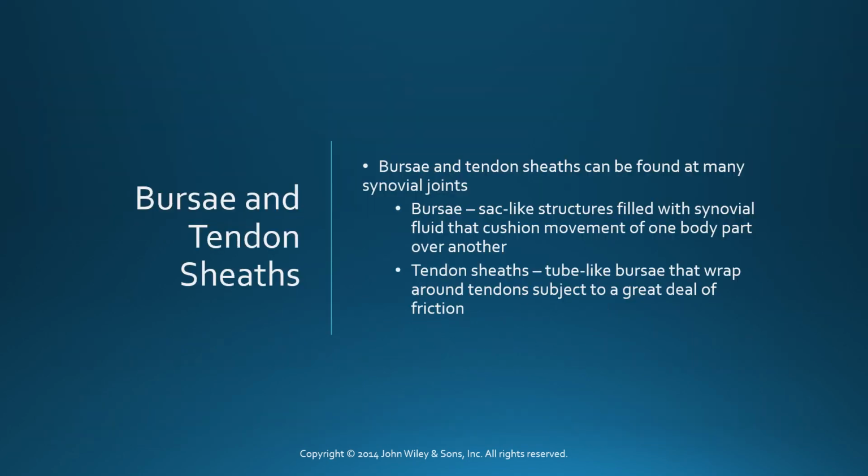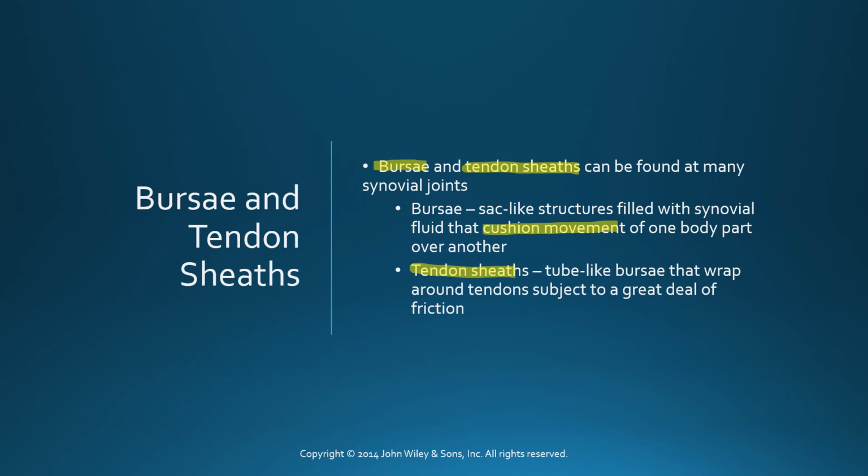The various movements of the body create friction between moving parts, and because of this, we have bursae and tendon sheaths. Bursae are sac-like structures that are strategically situated to alleviate friction in some joints. They resemble joint capsules because they have an outer fibrous membrane and an inner synovial membrane. They cushion the movements of one body part from another.